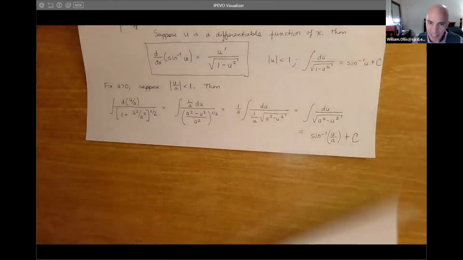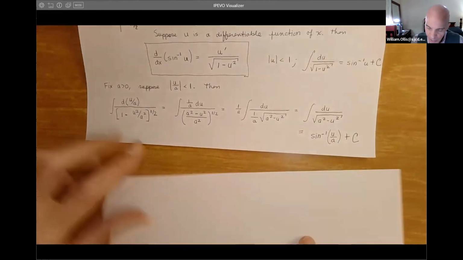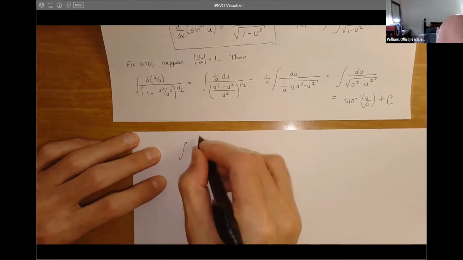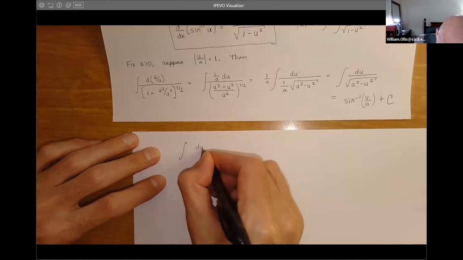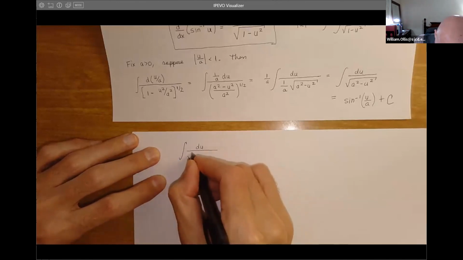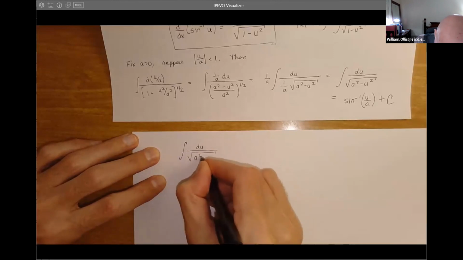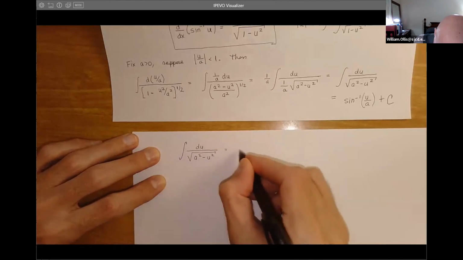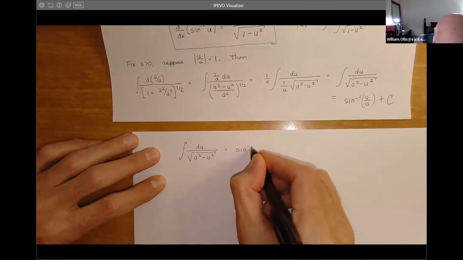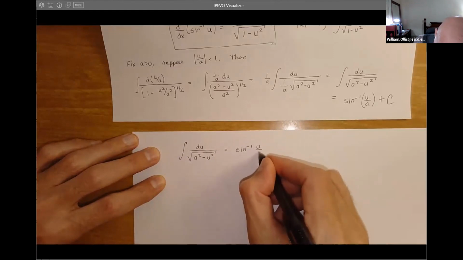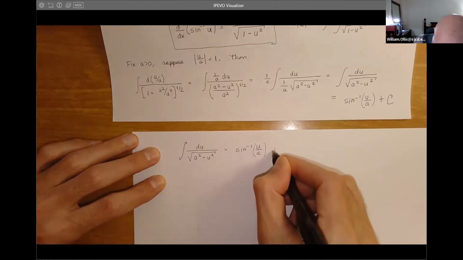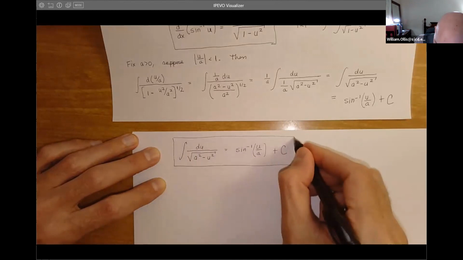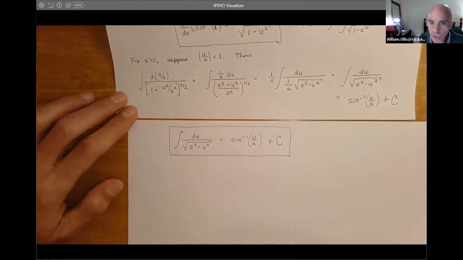So now I can summarize this. What we're saying here is we didn't have to work nearly as hard with the constants in this particular case. So now we see that the integral of du divided by the square root of a squared minus u squared, where a squared is a fixed real number, will be inverse sine or arc sine of u over a plus a constant. So here's another formula that goes into your integral table that'll get plenty of use.